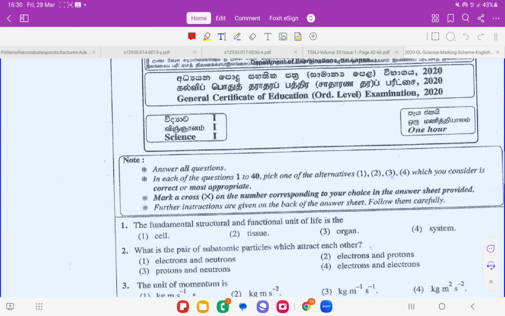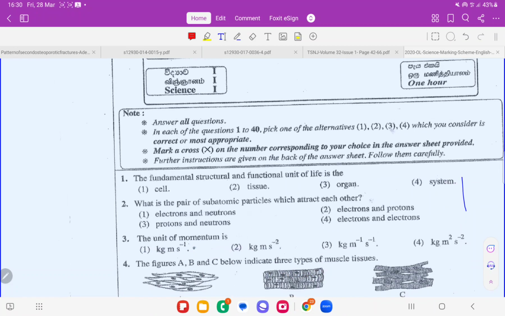2020 O-level paper from the local syllabus, questions we discuss today. So we'll see what they ask. First question: the fundamental structural and functional unit of life is the what? You have four options: cell, tissue, organ and system. What is the fundamental structural and functional unit?